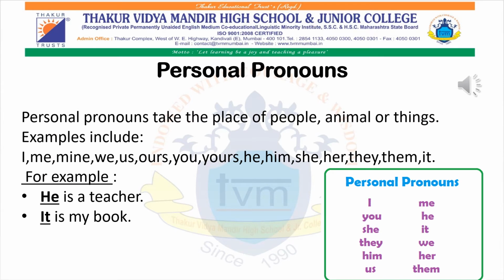As I have mentioned earlier, pronouns are of different kinds. Here we shall study 6 of them. The first one is personal pronouns. A personal pronoun takes the place of people, animals or things. To tell more, these are pronouns used in the place of names of people, animals or things. Examples: I, me, mine, we, us, ours, yours, you, he, him, she, her, they, them, it.